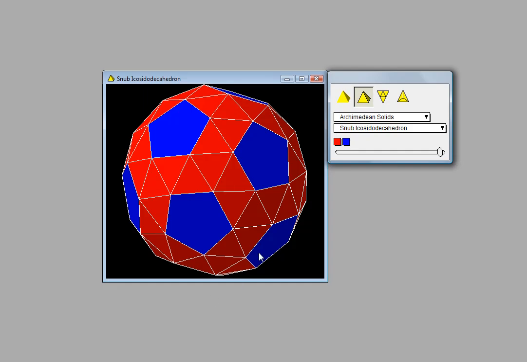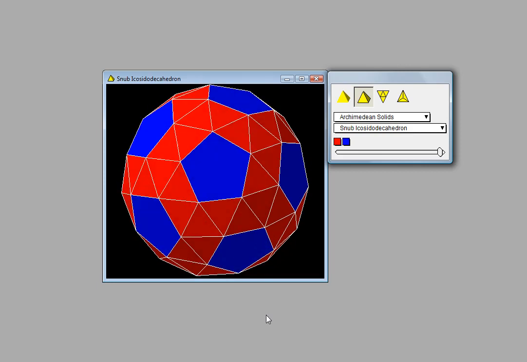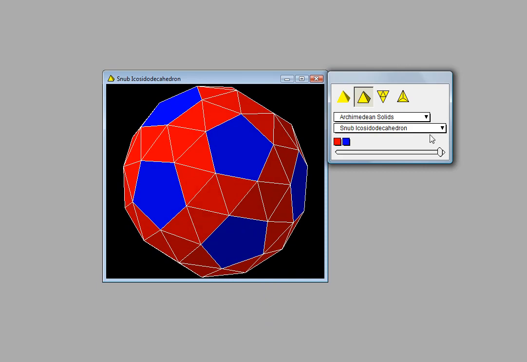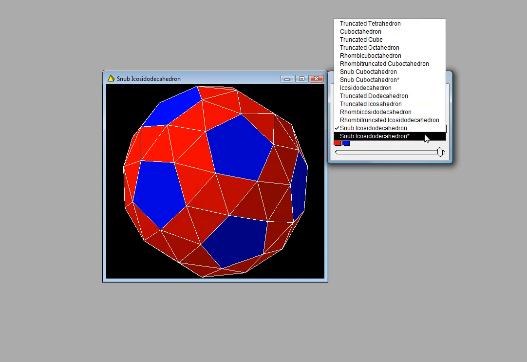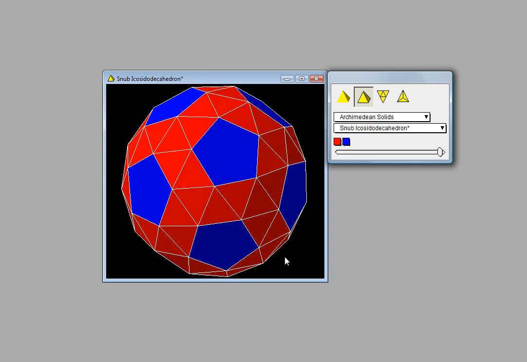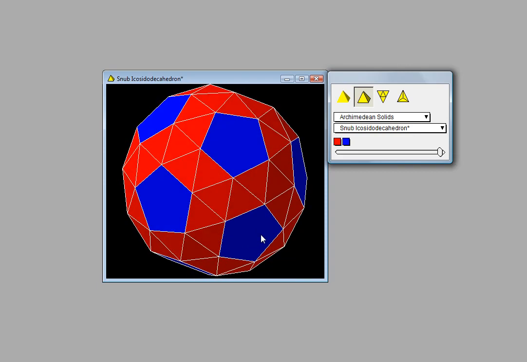Here is another rendering of the snub icosidodecahedron. You'll see that it is made up of equilateral triangles and equilateral pentagons. It does turn out that the snub icosidodecahedron has a left-hand version and a right-hand version, and I'll let you investigate the difference on your own.